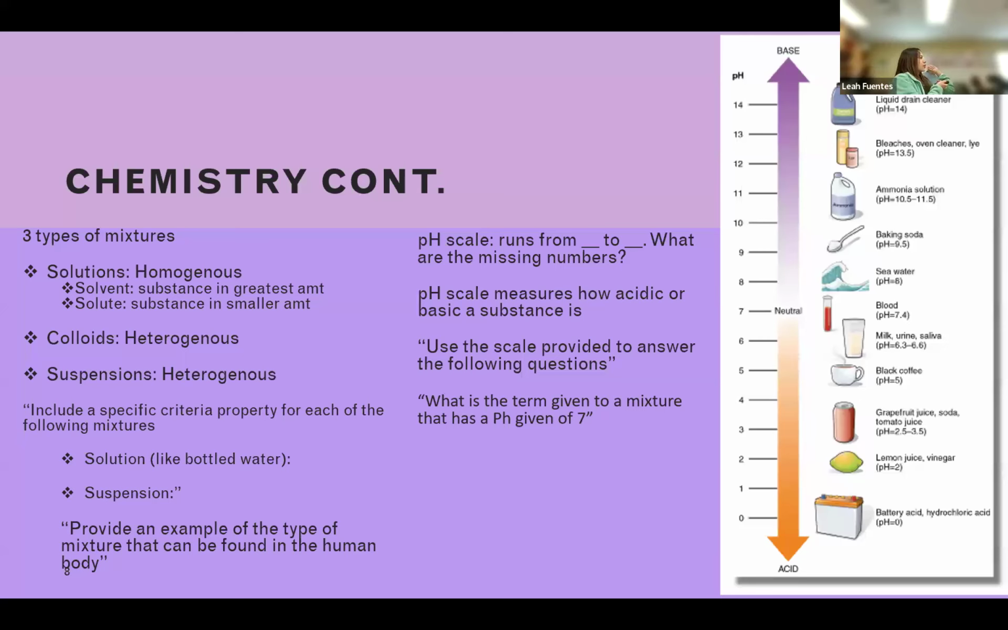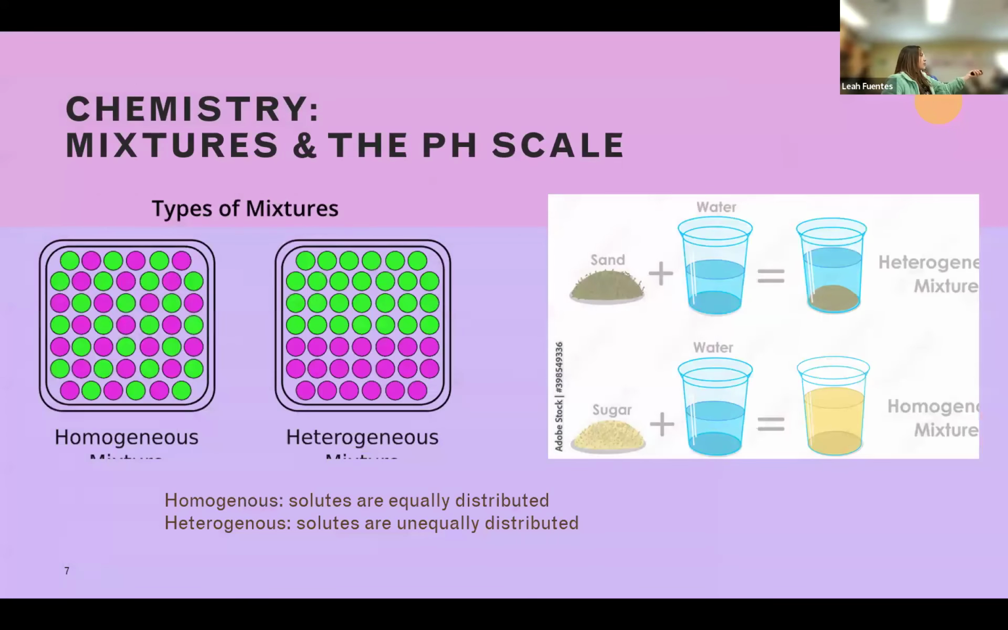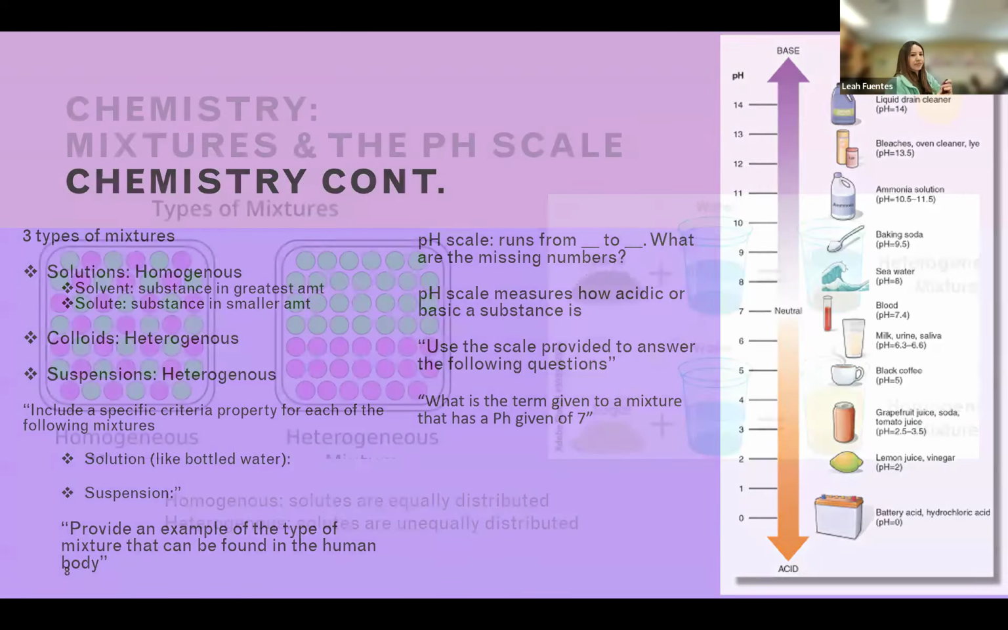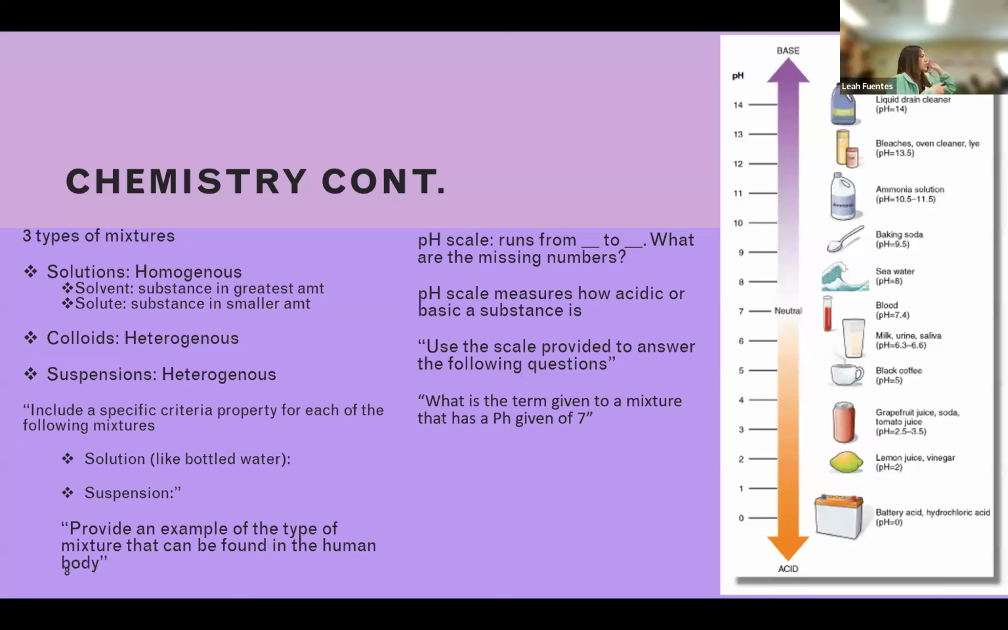Okay, sorry if that's a little bit hard to see, but we have three types of mixtures: solutions, colloids, and suspensions. Does anybody know what the other word for colloids is? Emulsions. Sol-gel is a type. With solutions, these are homogeneous, which again would mean it is equally distributed. And then solutions also have solvents and solutes.